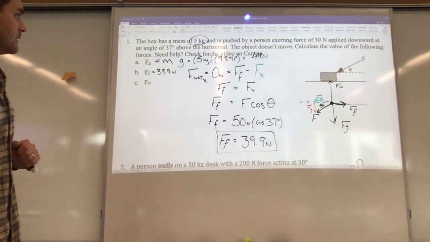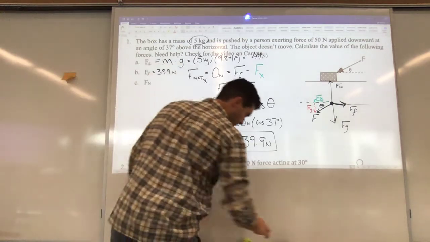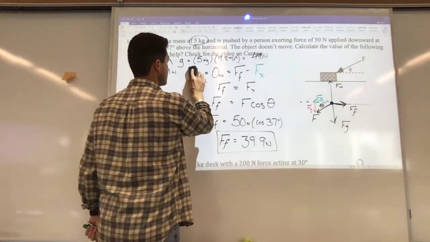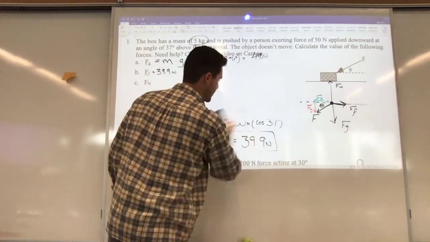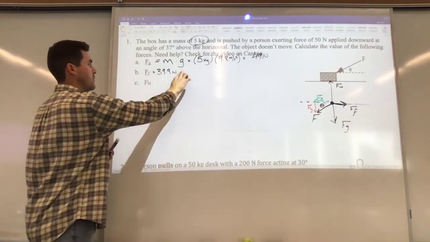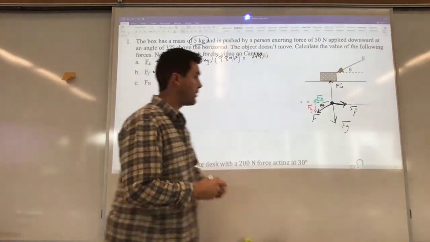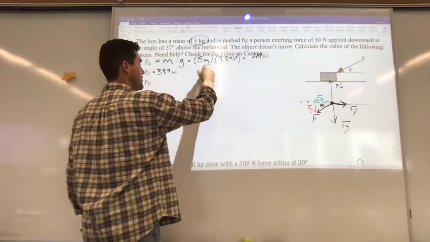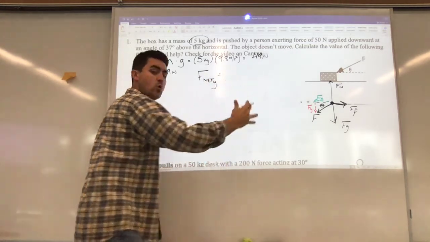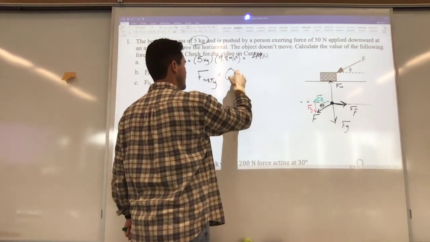All right, let's go ahead and try the last one. I'm going to erase this. We'll keep the force of friction right there, but we'll look at Fn. Following the same logic as force of friction, let's ask ourselves, which direction is Fn in? Fn is in the y direction. So let's come up with an Fnet in the y direction. It's not moving, it's not speeding up, it's not accelerating, so my Fnet is going to be 0 newtons.